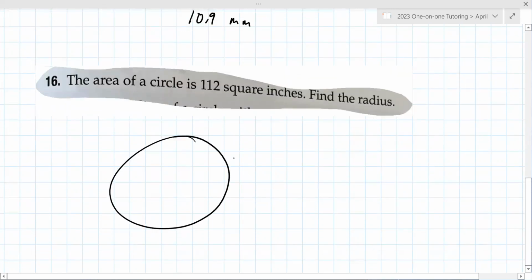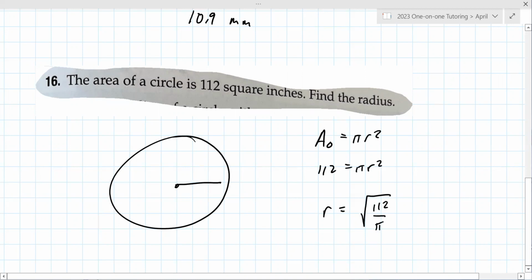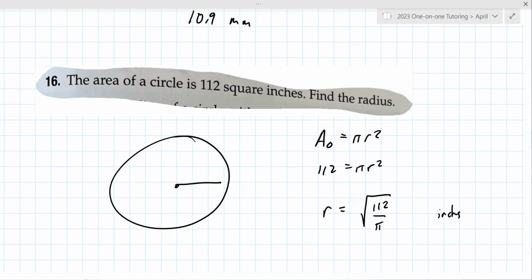The area of the circle is 112. Area of a circle is pi r squared. 112 equals pi r squared. Find the radius. It's right there in the formula. Like, you've already been finding the radius. So the radius is the square root of 112 over pi, just like you did before. It's going to be in inches. Go ahead and calculate that, and we'll compare answers here.